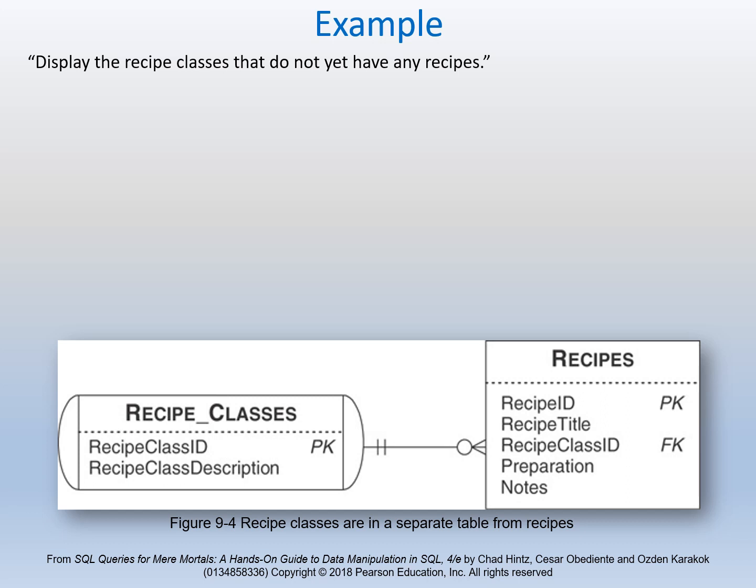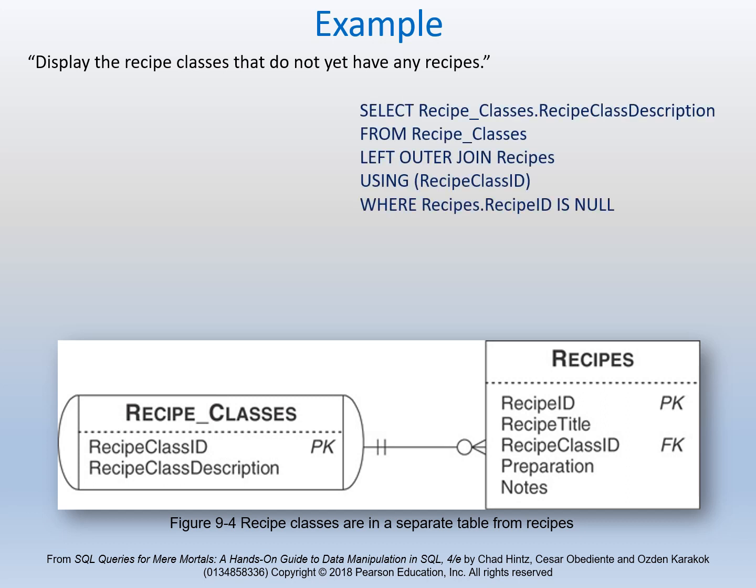Let's look at another example of a left outer join. The request is to display the recipe classes that do not yet have any recipes. The SQL statement is shown here.